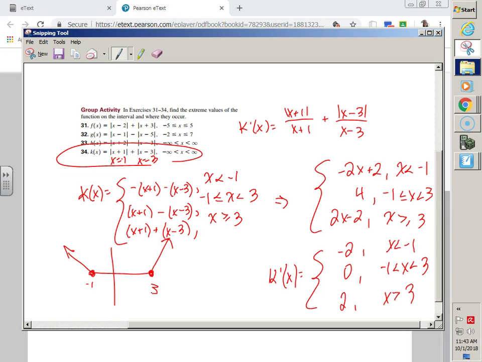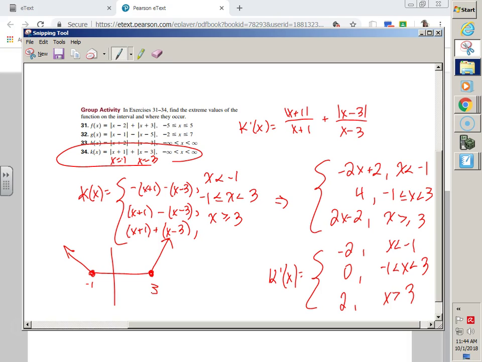But technically, what's the minimum value? 4, right? The minimum value is 4, and it's for every value in between negative 1 and 3. So it's not just negative 1, and it's not just 3, it's all the values. Yeah, I would do interval notation, closed bracket, negative 1 to 3, for all x within negative 1 to 3.